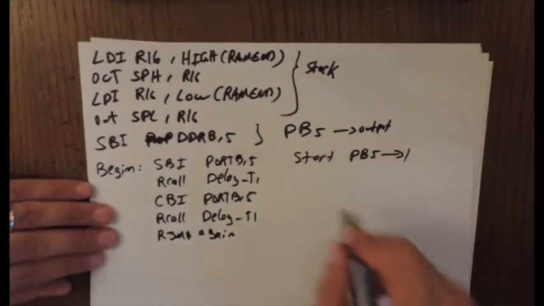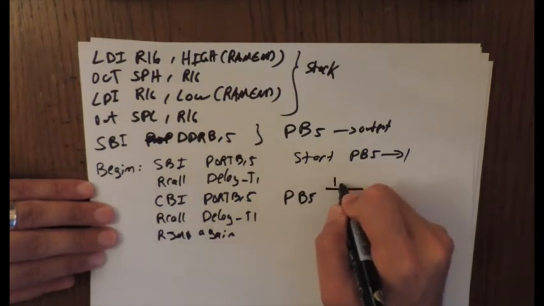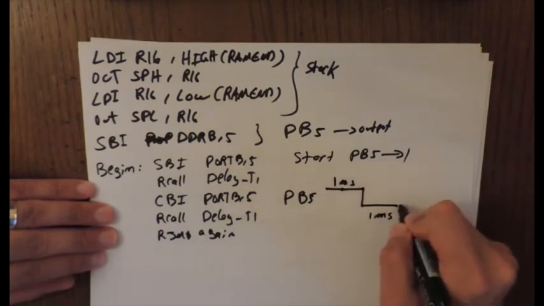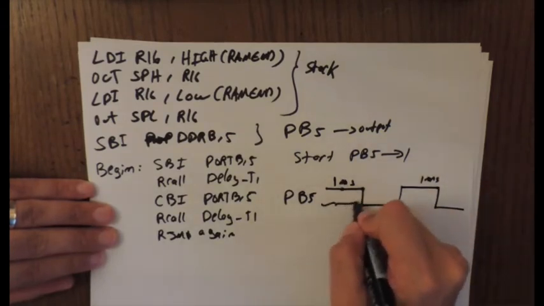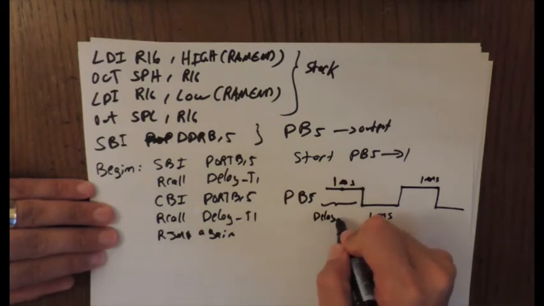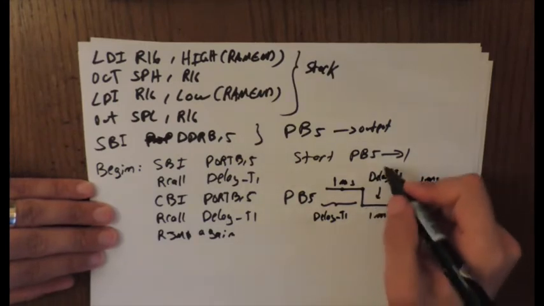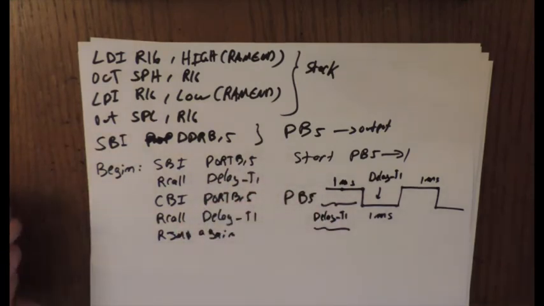So here what I'm saying is that I start with PB5 equal to 1, I wait for 1 millisecond, then I toggle it, then 1 millisecond, toggle, 1 millisecond. This is delay_T1, and it is 1 millisecond because I will configure it to be 1 millisecond. So to configure it to 1 millisecond, I need to write the function for delay_T1. So let's write what's in delay_T1.